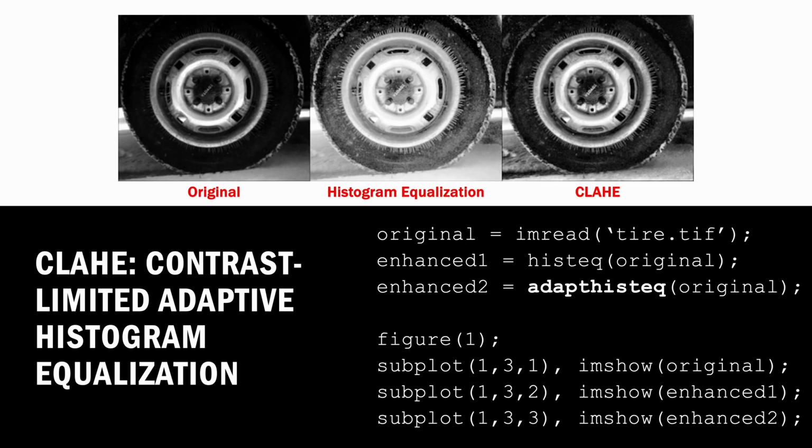The figure shows the results from the example code. On the left is the original tire image. In the middle is the result after applying histogram equalization. On the right is the result using contrast-limited adaptive histogram equalization. As you can see, contrast-limited adaptive histogram equalization produces a stronger yet more natural enhancement compared to standard histogram equalization.